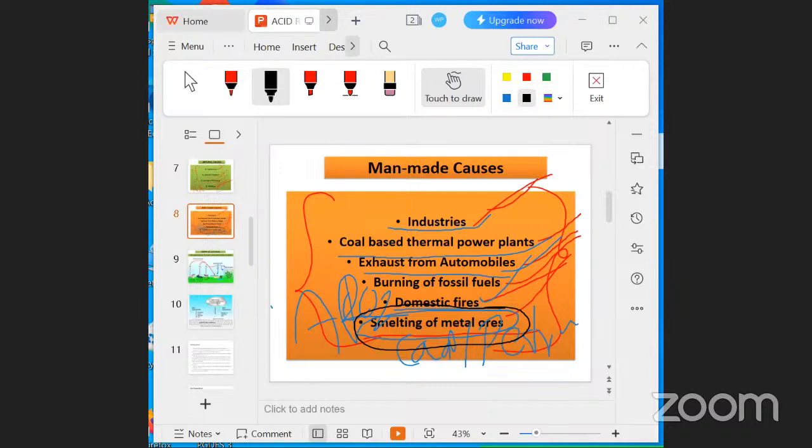So basically, what are the three main gases responsible for causing acid rain? Those are oxides of carbon, oxides of nitrogen and oxides of sulfur, right? Those are the three main causative gases which result in acid rain. These gases are the culprits, we can say, which cause acid rain in our environment, right?